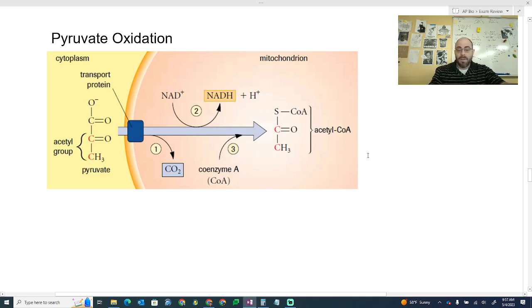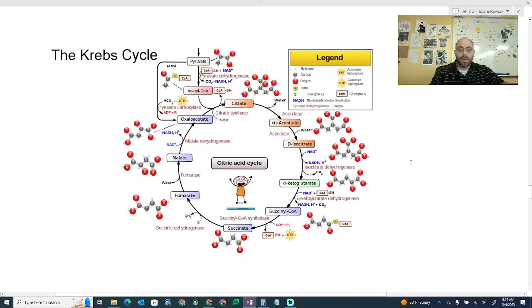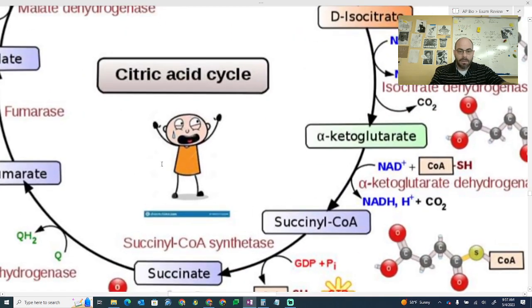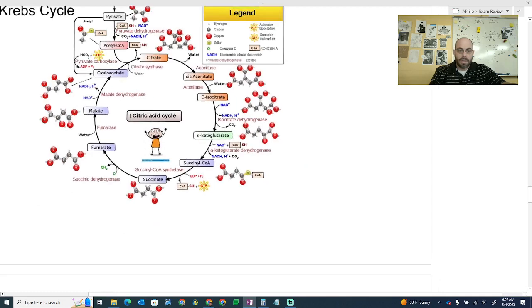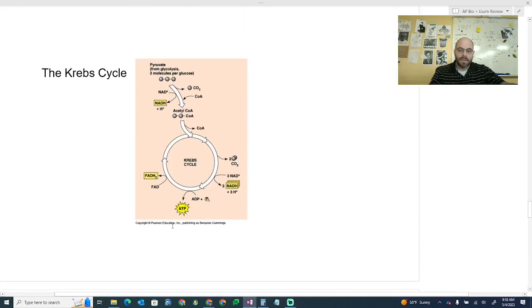Not a lot of this in the literature this time, but this is the thing that's going to be jumping onto the Krebs cycle, just these 2 carbons. And here's the Krebs cycle. A bunch of crazy stuff. We're not going to look at that. Look, he's just overwhelmed. And you don't need to be, because our version of the Krebs cycle is going to be simpler. It's like this.